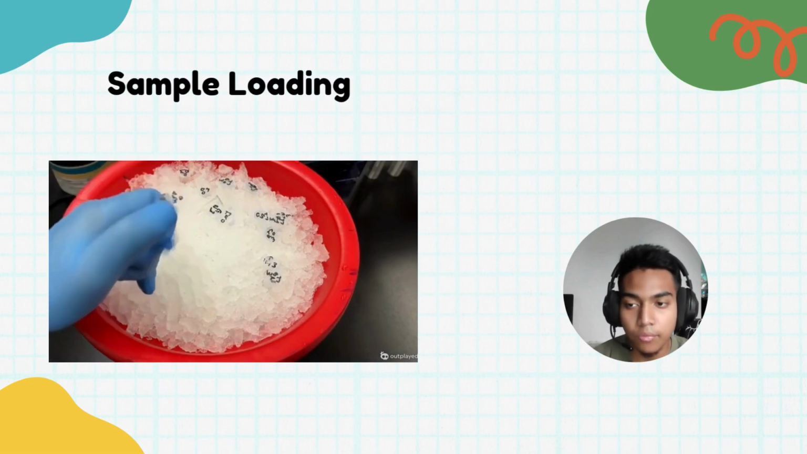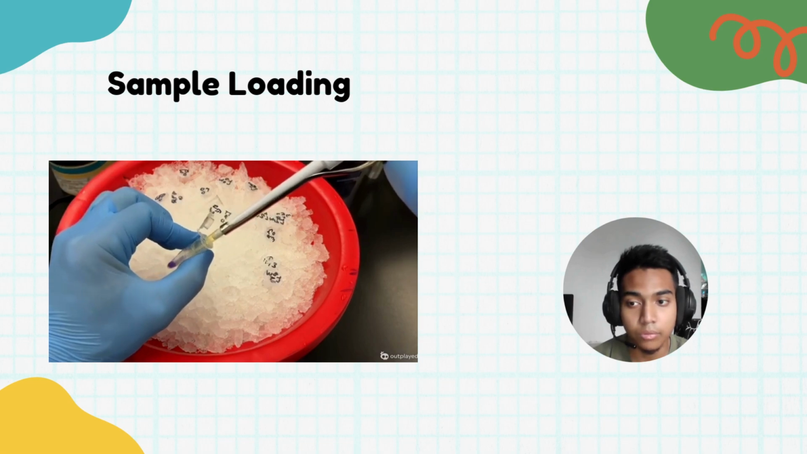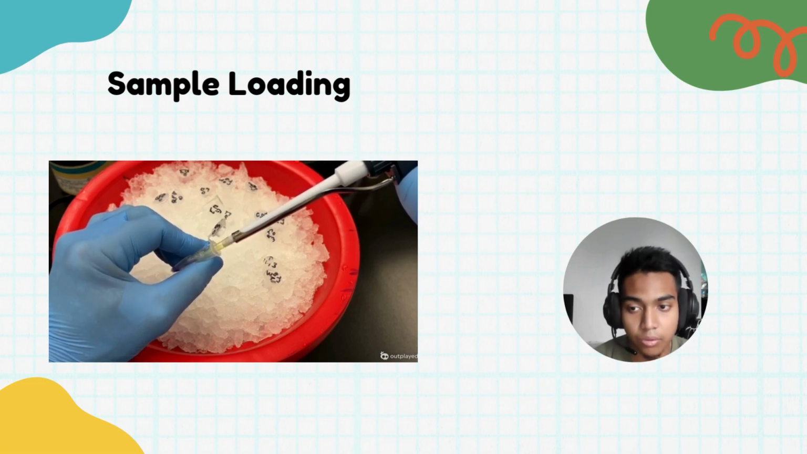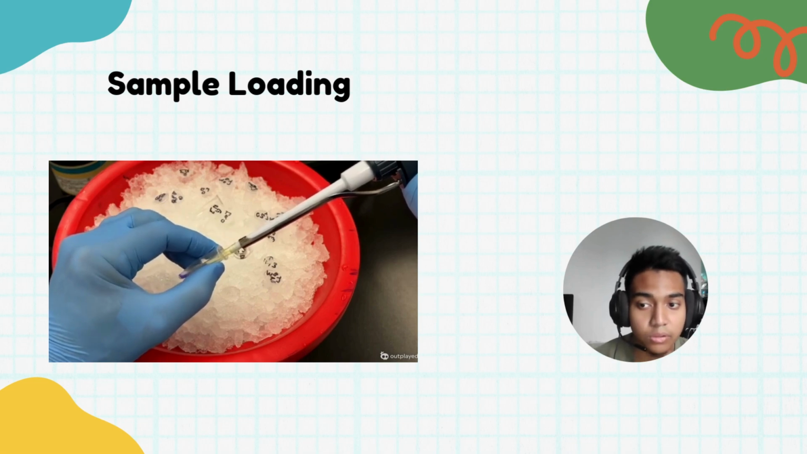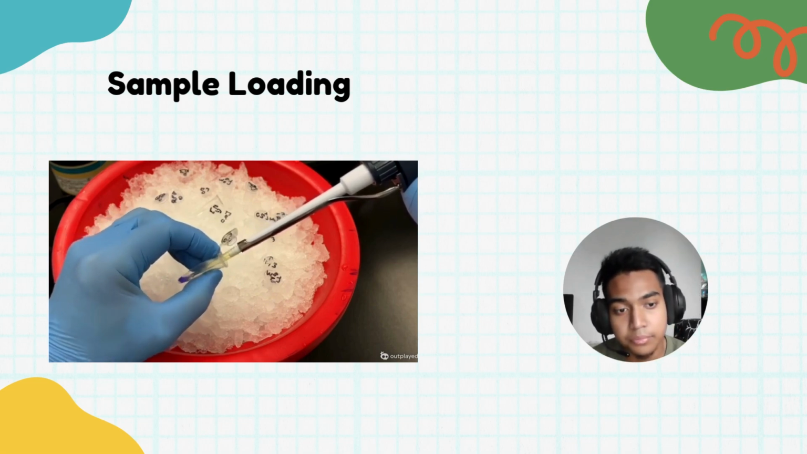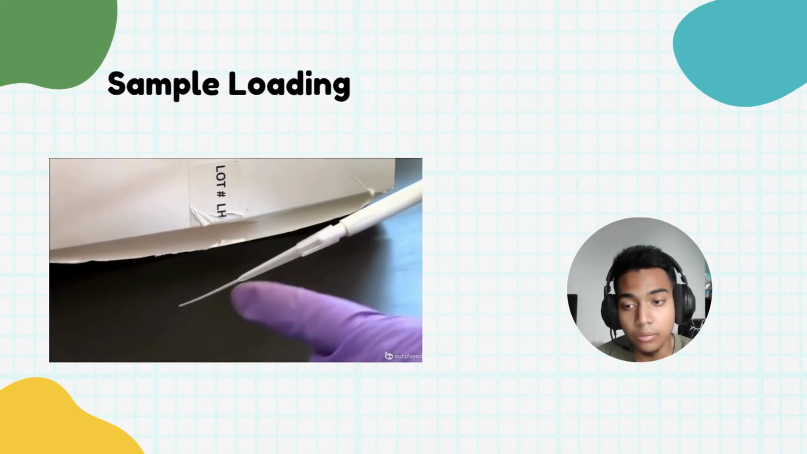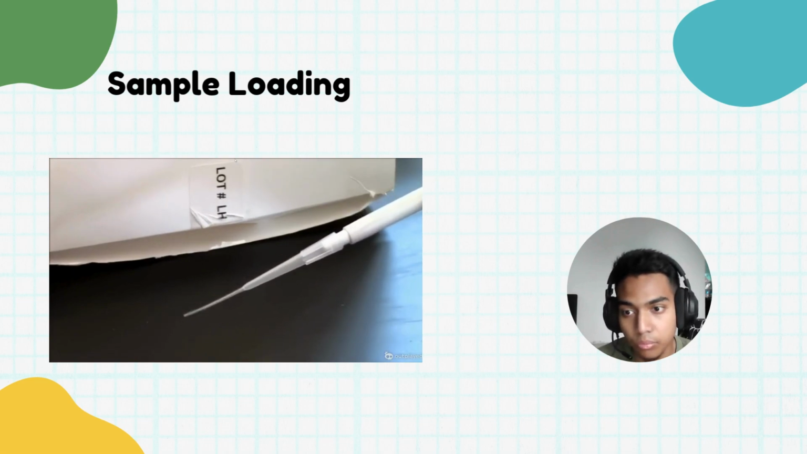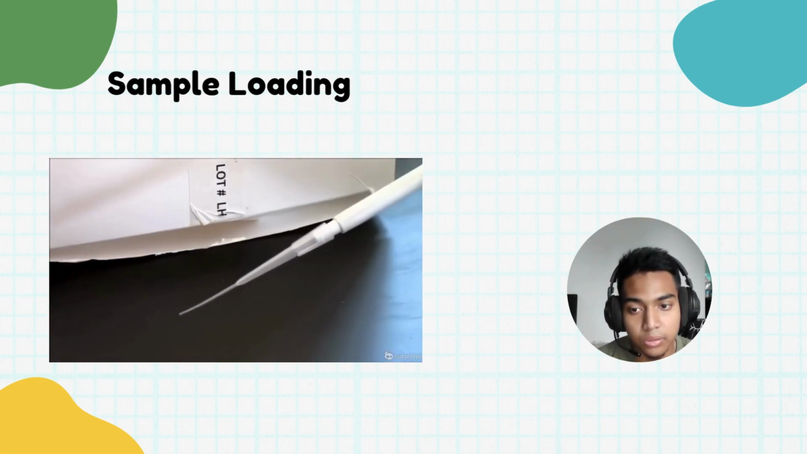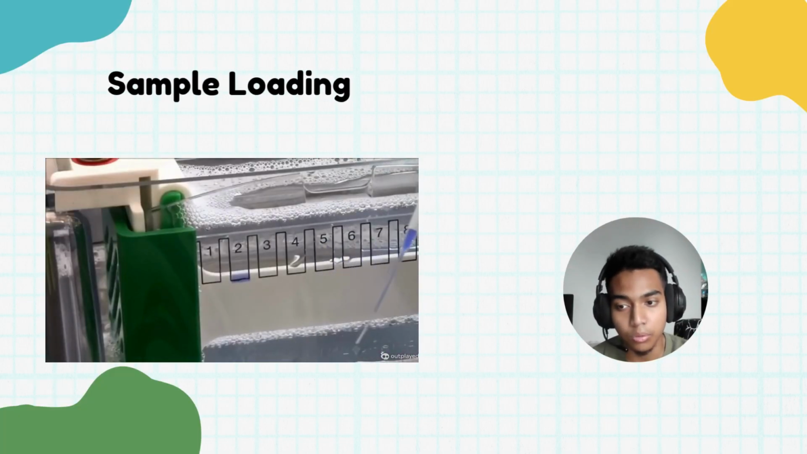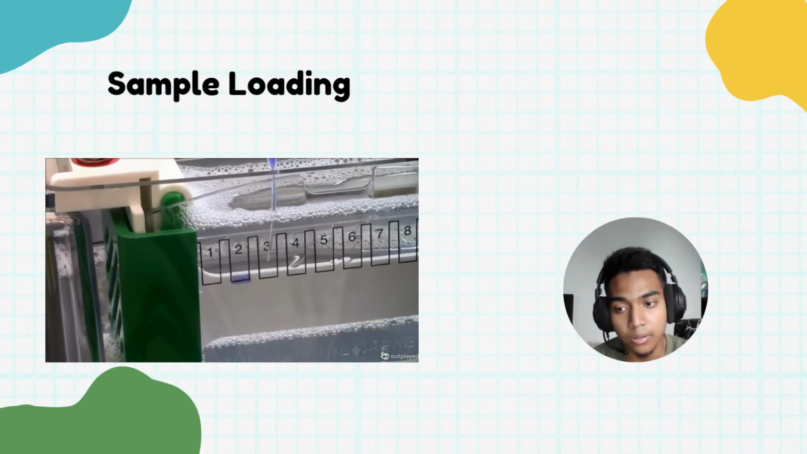Okay, firstly, in sample loading for SDS page, we will retrieve the sample extract from the freezer and thaw completely, and then we will vortex for about 10 seconds. Then we will use micropipette tips to load up to 15 microliter for each sample into the wells. And then we load 5 microliter of molecular weight marker into one lane. Lastly, record the loading order for reference.